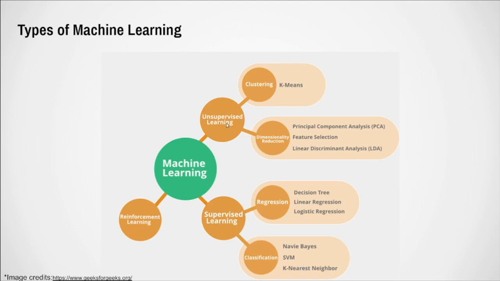So what is unsupervised learning? Unsupervised learning is again classified into two types, which are clustering and dimensionality reduction. K-means clustering is one of the famous algorithms on the clustering side. And for dimensionality reduction, we have principal component analysis, feature selection, and linear discriminant analysis.